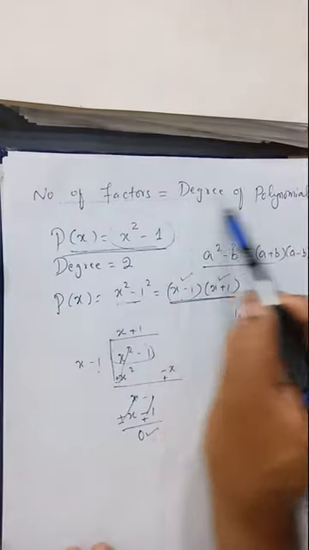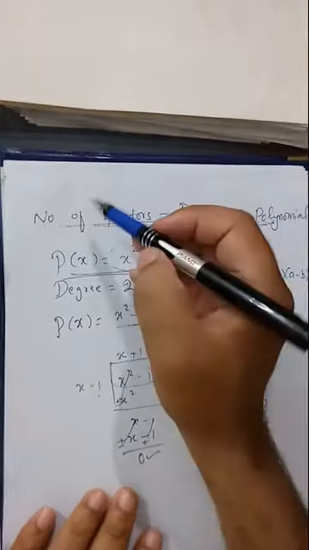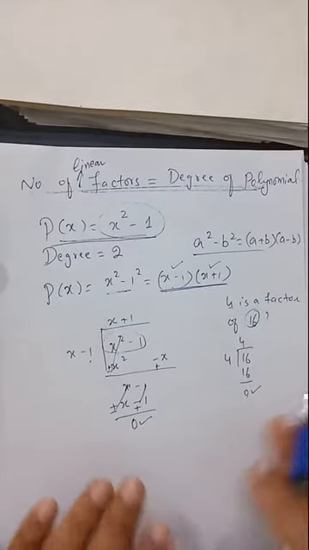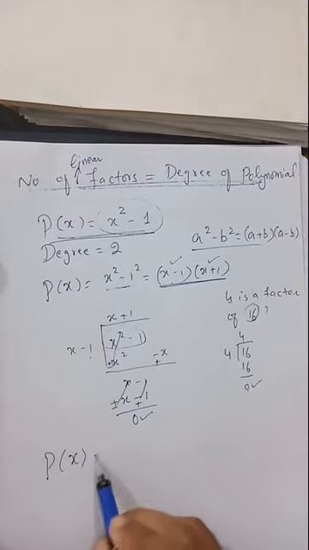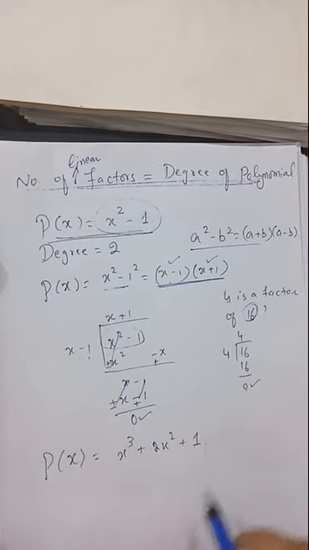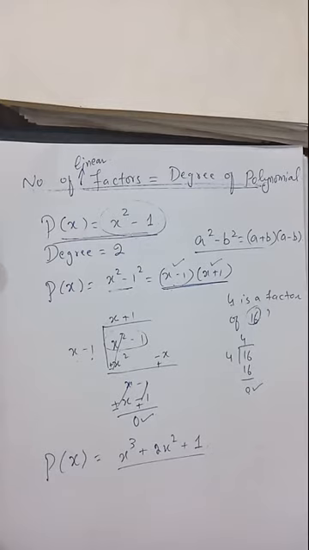And also remember this point, that the number of the factors must be equal to the degree of the polynomial. Number of linear factors, this must be linear factors. So this is the procedure to convert a polynomial into factors. But this is a quadratic polynomial. If you get a polynomial with higher degree, for example, if I get p of x is equal to x cube plus 2x square plus 1, so how I can convert this type of polynomial? Or maybe here the case is the polynomial is of degree 3, so how I can convert this?